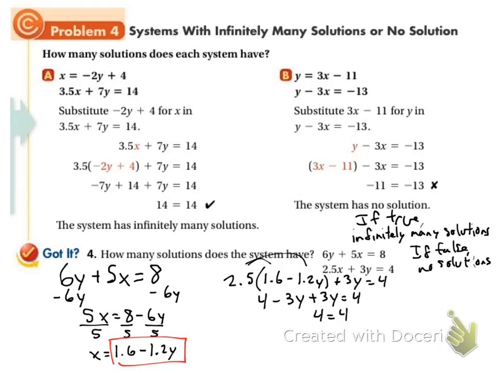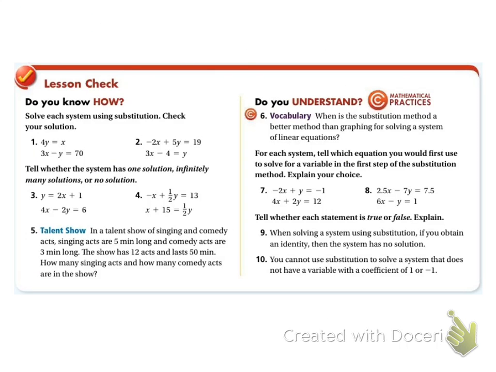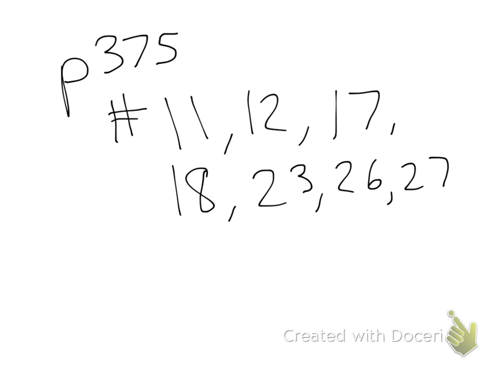So in this case, we get something that's true, right? We get 4 equals 4, so that means there are infinitely many solutions. And whenever there's infinitely many solutions, that means these are the exact same equations. If we get no solutions, that means that they're parallel lines. So there's your homework.